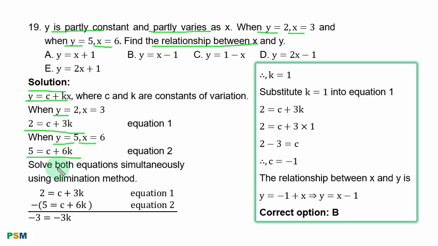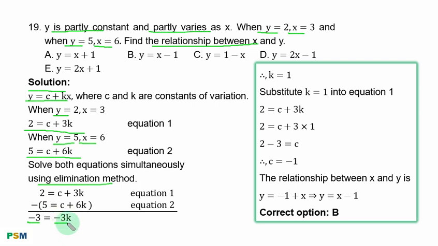Solve both equations simultaneously using elimination method. You have equation 1 and 2. It is easier to eliminate c since the coefficient is the same. To do that, you have to subtract. So 2 minus 5 is minus 3. C minus c is 0, plus 3k minus plus 6k, that is minus 3k.